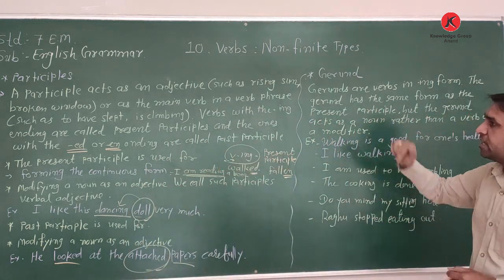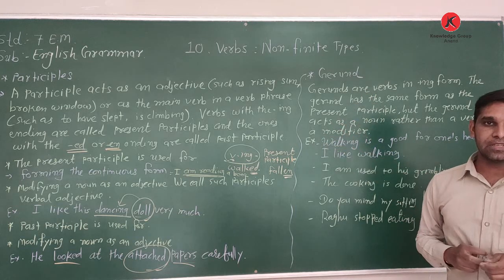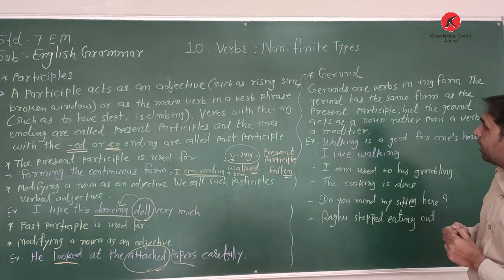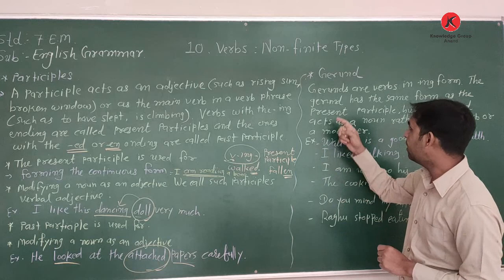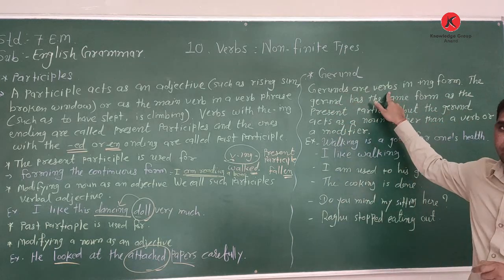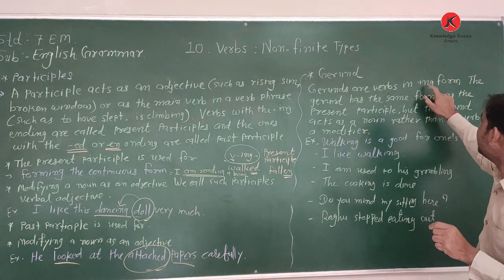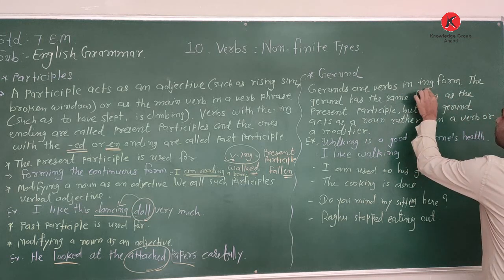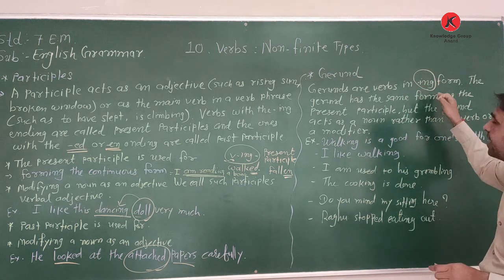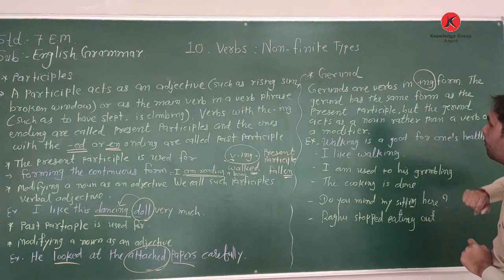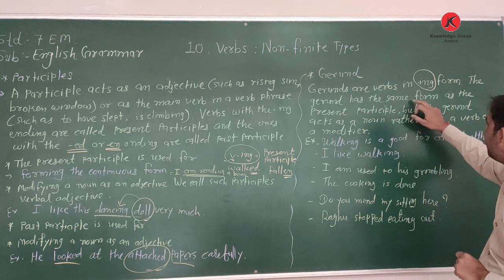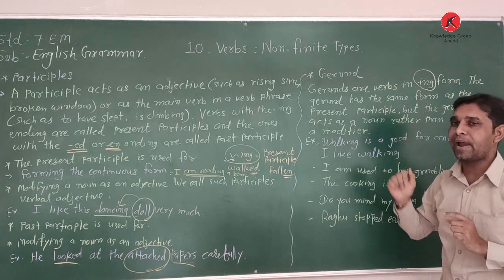Now we come to the gerund. Gerunds and participles are a little bit the same, but what is the difference? Look here. Gerunds are verbs in ing. Verbs with ing form. The gerund has the same form as the present participle.